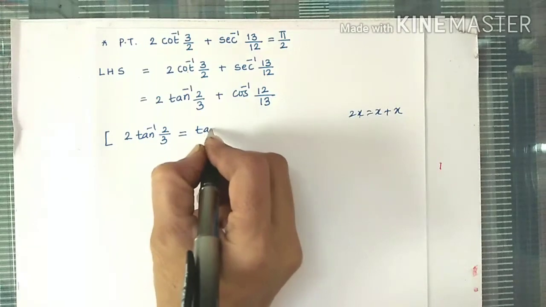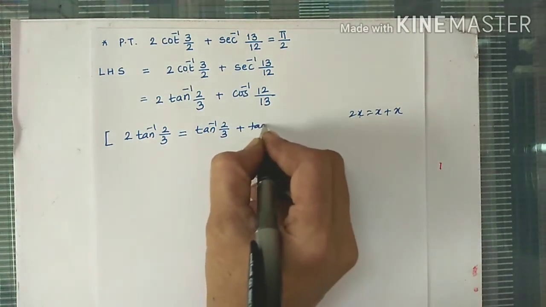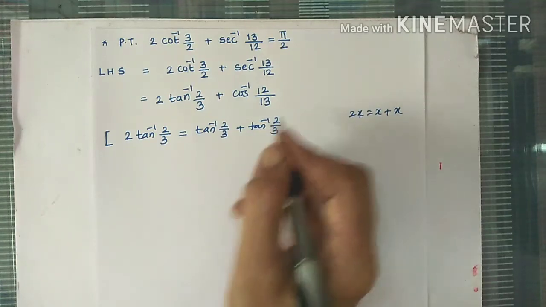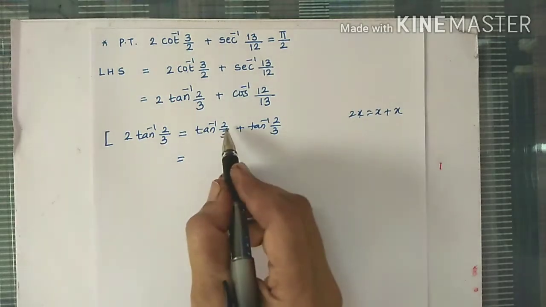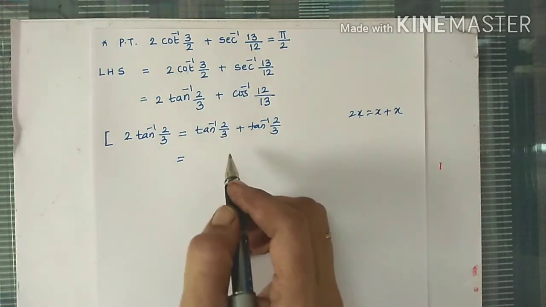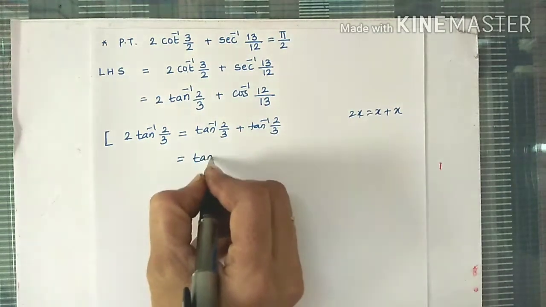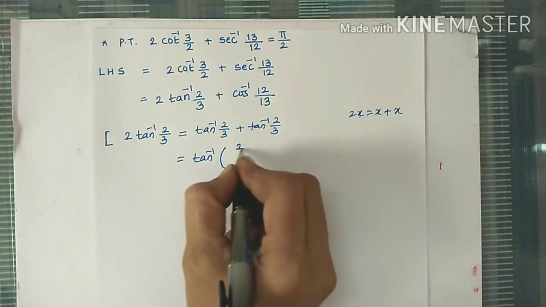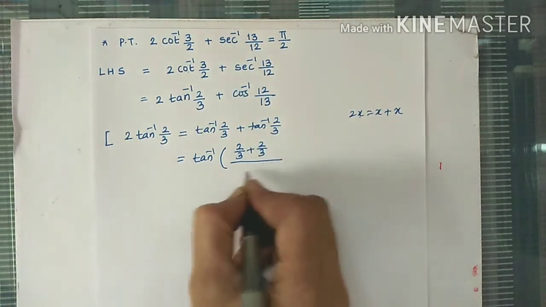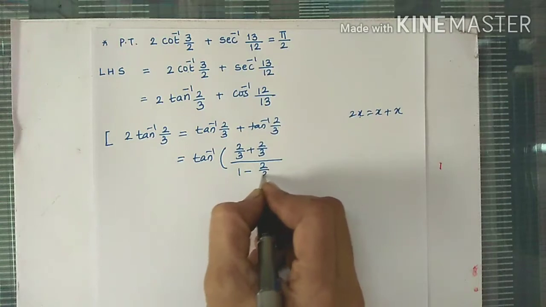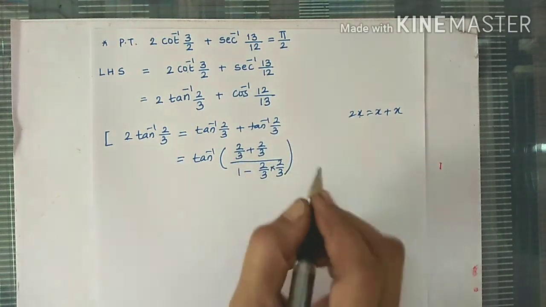So we can add the term tan inverse of 2 by 3 plus tan inverse of 2 by 3, which is 2 tan inverse of 2 by 3. So using the same property, here the product of these two terms becomes 4 by 9, which is less than 1. So that's why we can write this as tan inverse of (2 by 3 plus 2 by 3) divided by (1 minus product of these two terms, that is 2 by 3 into 2 by 3).